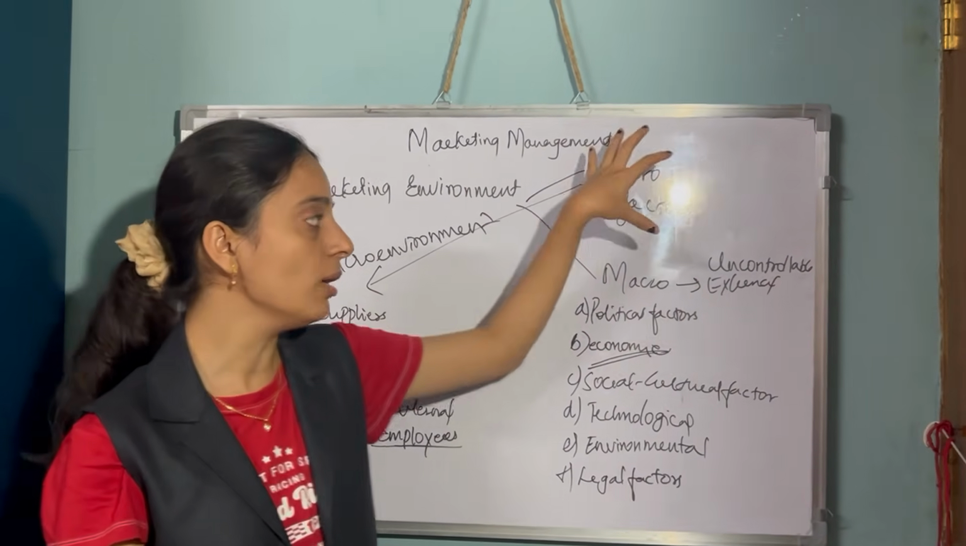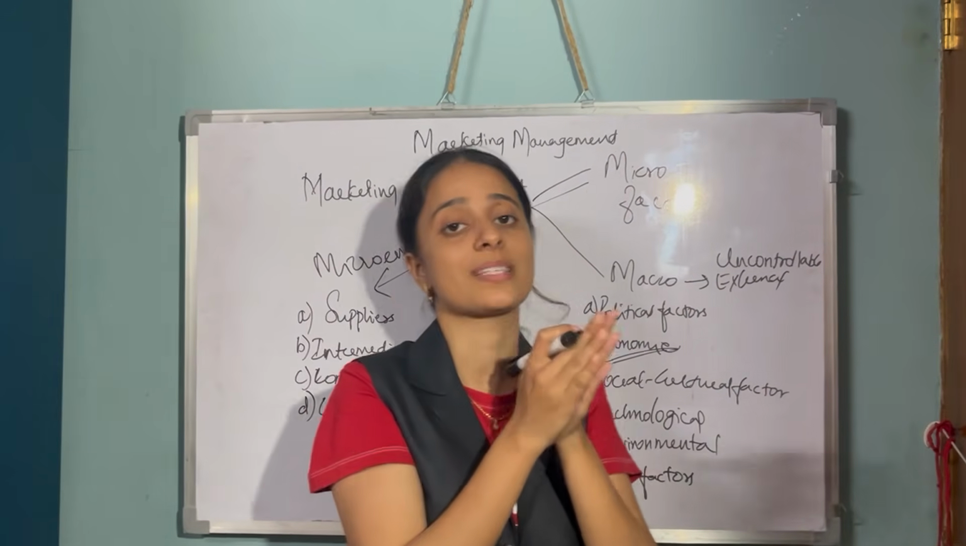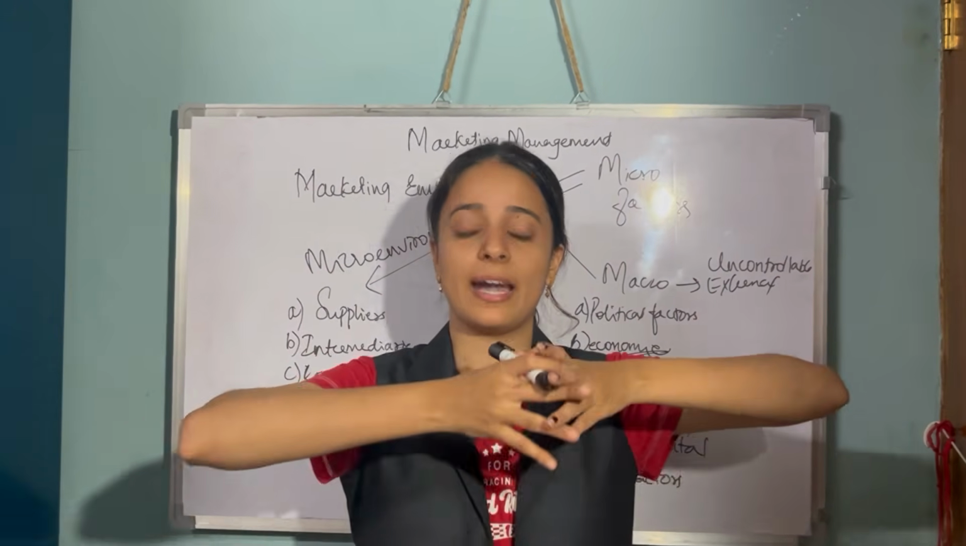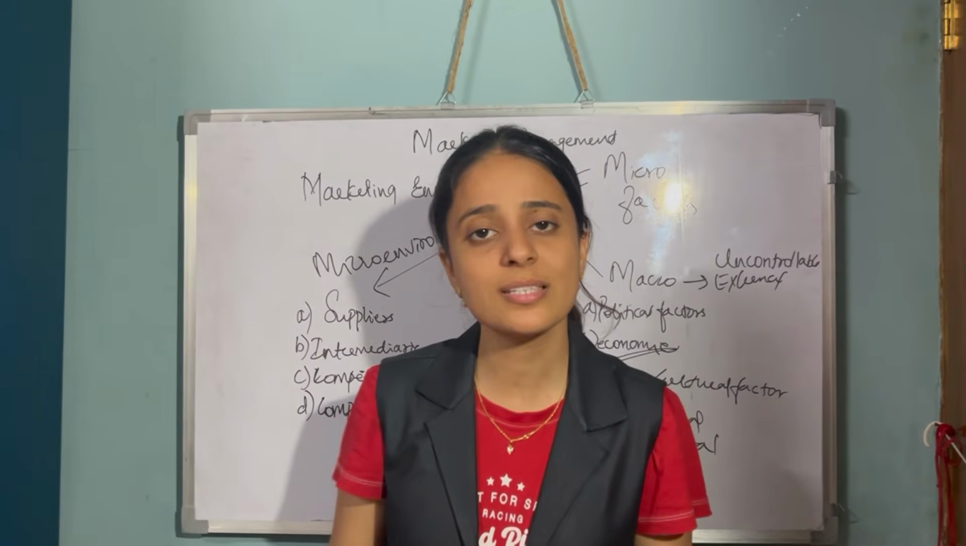Micro and macro. Micro are controllable and affect only my business, whereas macro is broad, affects the entire industry and is uncontrollable. So this is it for today's video.